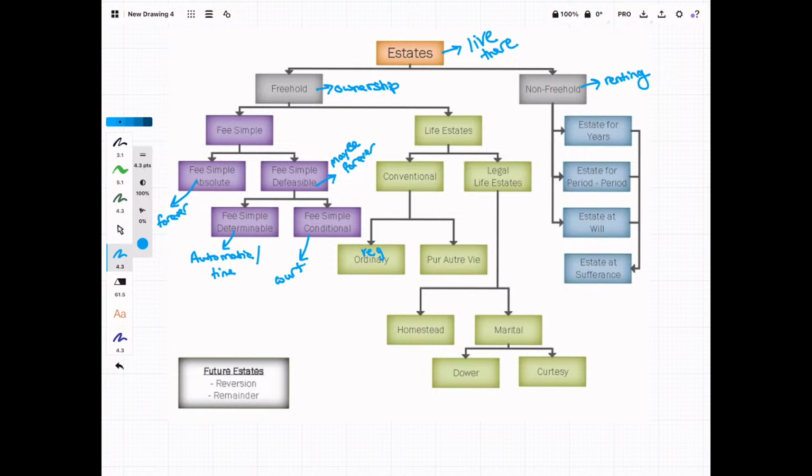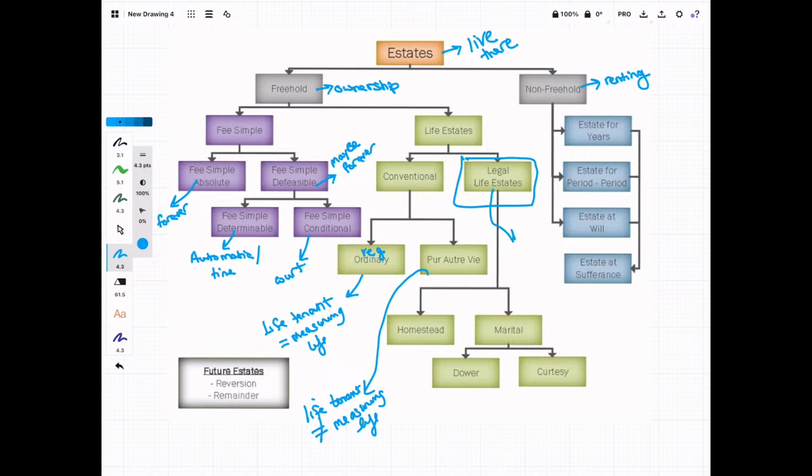In a regular old ordinary life estate, the life tenant is equal to the measuring life. And in a pur autre vie, the life tenant is not the measuring life. Our legal life estates come from laws.